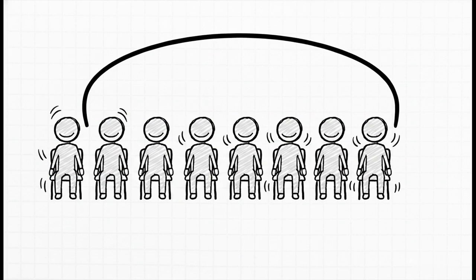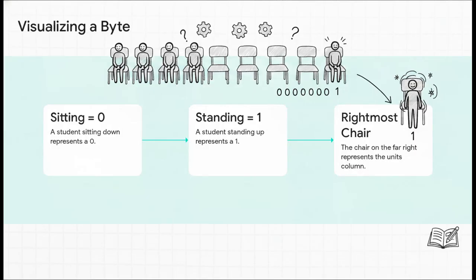To really visualize how a byte behaves, let's use a brilliant practical activity from our source material. I want you to imagine 8 students sitting in a row of chairs at the front of a classroom. These 8 chairs represent the 8 bits in a single byte. We are going to mentally act out how binary counting actually physically moves. Here are the physical rules for our 8-chair byte. If a student is sitting down, that's a 0. If they stand up, that's a 1.